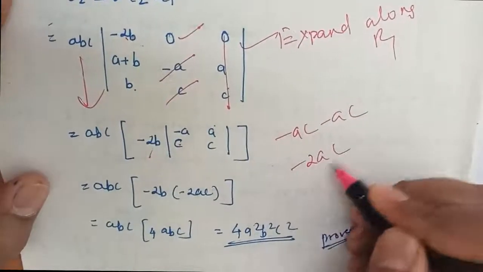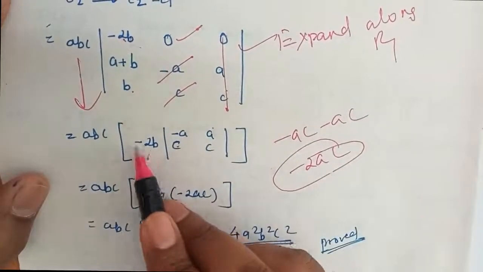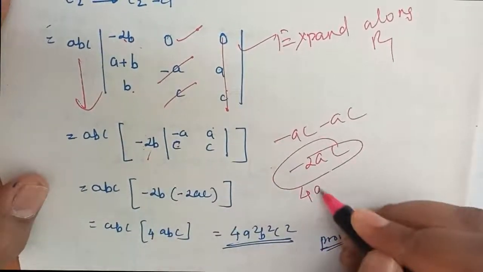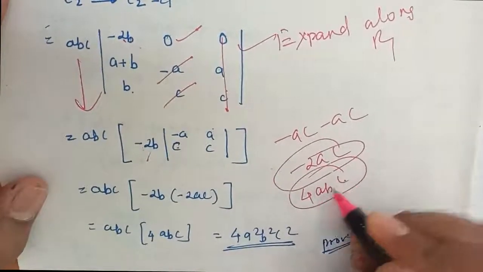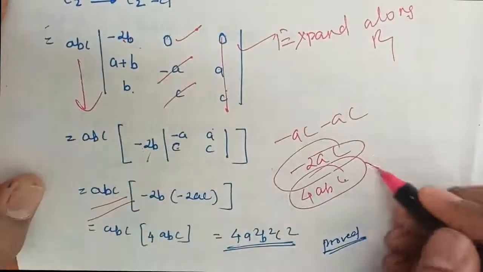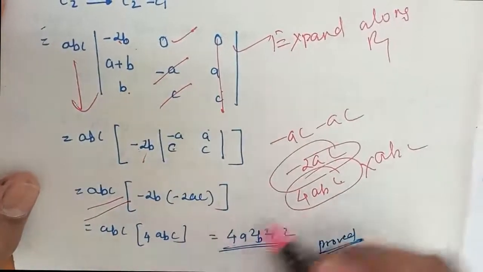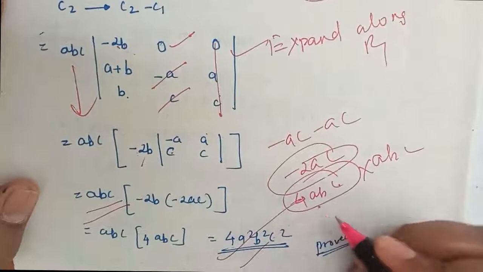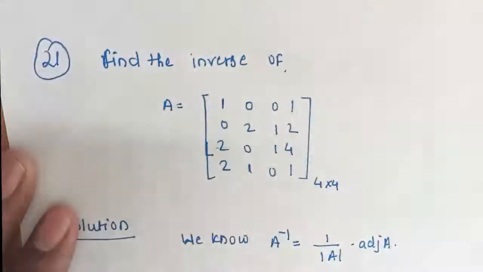So minus 2AC into minus 2B, minus times minus, it will become 4ABC. This 4ABC, and outside the common factor is ABC, multiply here, it will become 4A square B square C square. That is nothing but the answer for this problem.